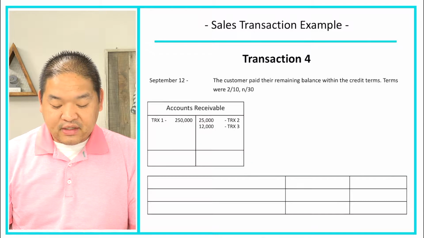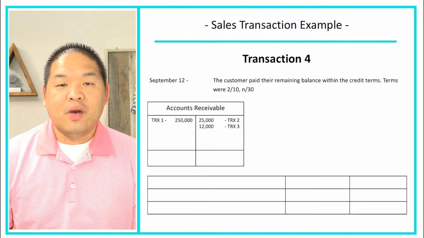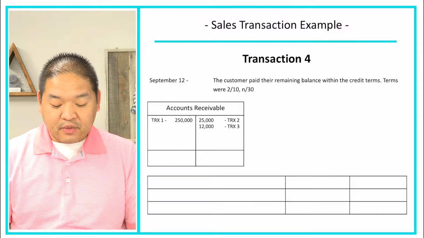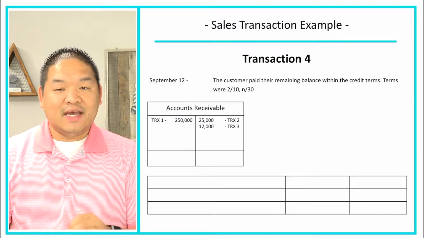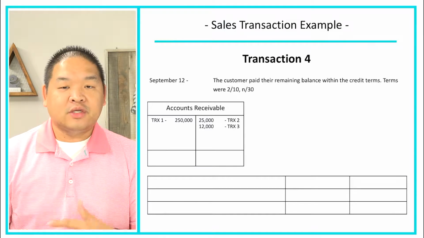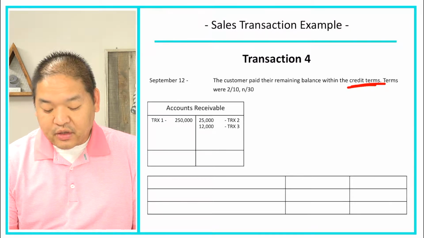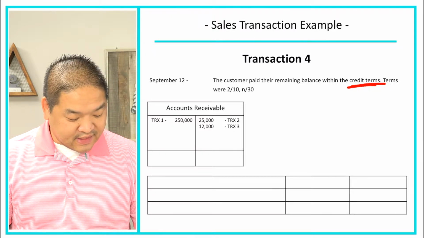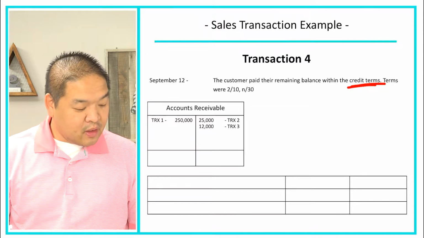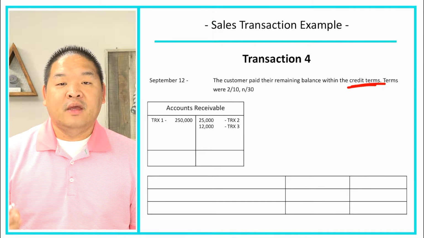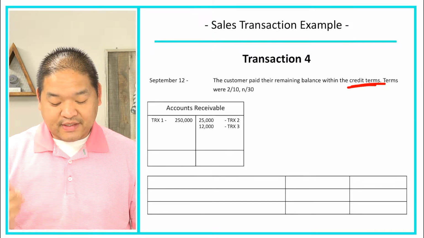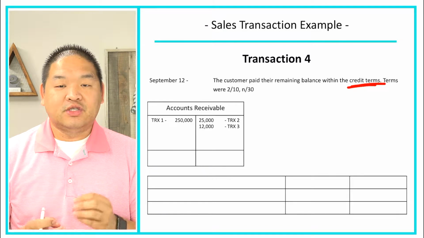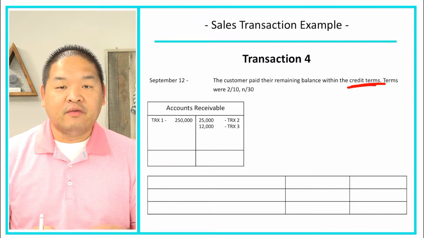Now, obviously, it's time for the customer to pay us. So on September 12th, the customer paid the remaining balance within the credit terms. Terms were 2/10, net 30. So the question already tells us that they paid back within the credit terms. We can also look at the date. Their original purchase date was on September 5th. They paid us on September 12th. That's about 7 days. So if it's 7 days, it's within that 10-day period. So they get 2% off of what they owe us.